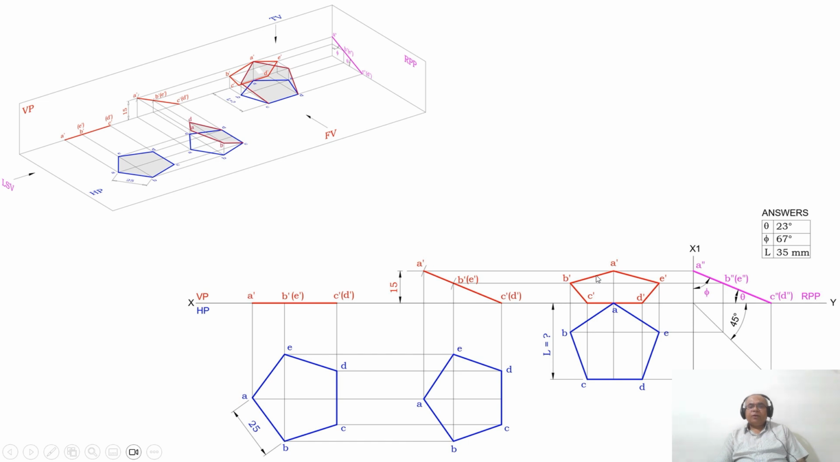How do I know that my problem is right? Here, one of the edges is resting on HP, the side opposite to the corner is resting on VP, and the distance of this point from the extreme edge is the one which we need to find out. And then the corner opposite to the edge is above HP by 15 mm, and this is a pentagonal lamina of 25 mm size. Since all the data which was given in the problem we have considered in solving this problem, our problem is right.